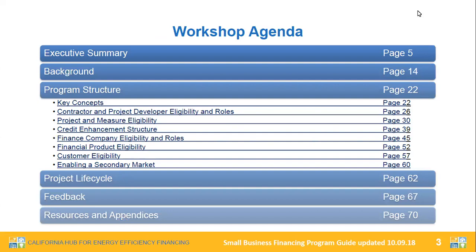This is the agenda for today's workshop. We'll be starting with an executive summary, which contains a timeline, overview of the program with highlights and changes since our last workshop. Then we'll move on to background on the authority, as well as our programs and our role in the industry. And then we'll take a more detailed look at program structure, including key concepts, contractor and project developer eligibility and roles, project and measure eligibility, the credit enhancement structure, finance companies and financial product eligibility, customer eligibility, and lastly, enabling a secondary market. Then we'll have an illustration on the project life cycle and open up for some more Q&A.